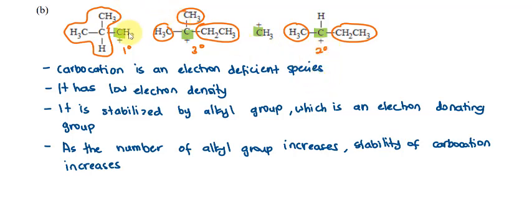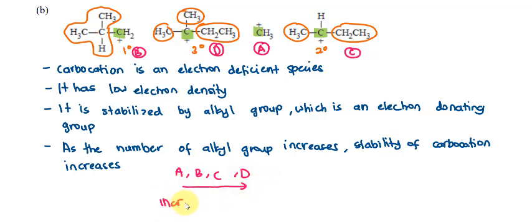As the question asks you to arrange it in order of increasing stability, the least stable is our methyl carbocation, so let's label it as A. And then we have primary, secondary, and the most stable is the tertiary carbocation. Again, arrange it as A, B, C, and D, and this is increasing stability. And then don't forget to mention how many alkyl groups are attached to our species.